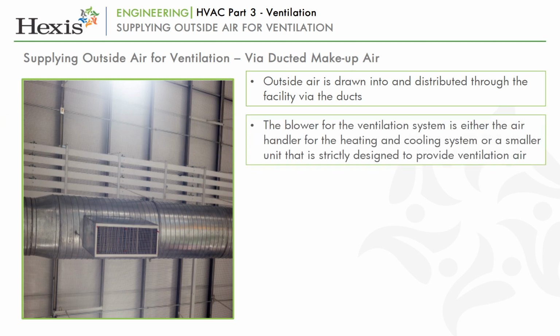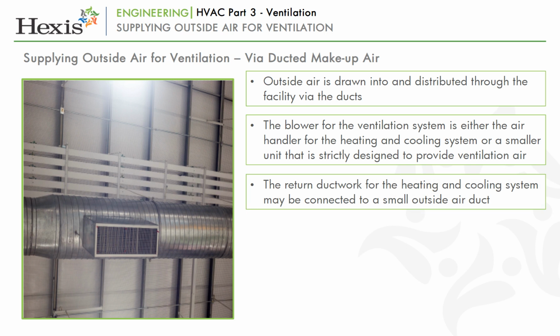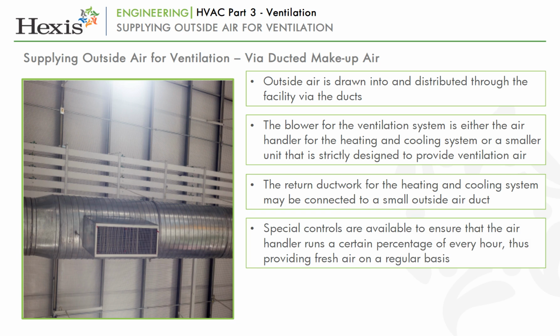The blower for the ventilation system is either the air handler for the heating and cooling system or a smaller unit that is strictly designed to provide ventilation air. A slight disadvantage of using the HVAC blower is that incoming ventilation air may have sufficient velocity to affect comfort during cold weather. The return ductwork for the heating and cooling system may be connected to a small outside air duct that has a damper which opens when the ventilation fan operates. Special controls are available to ensure that the air handler runs a certain percentage of every hour, thus providing fresh air on a regular basis.